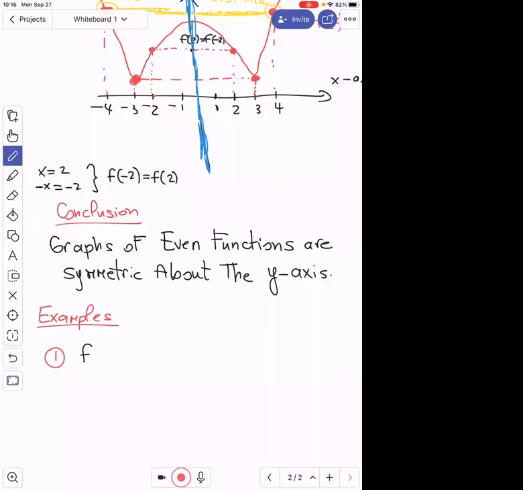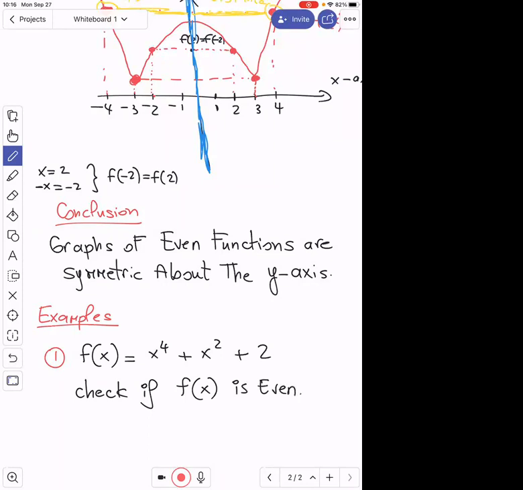So f of x, let's say, is x to the power 4 plus x squared plus 2, right? And I want to check if f of x is even. Okay, so we're going to check if f of x is even.